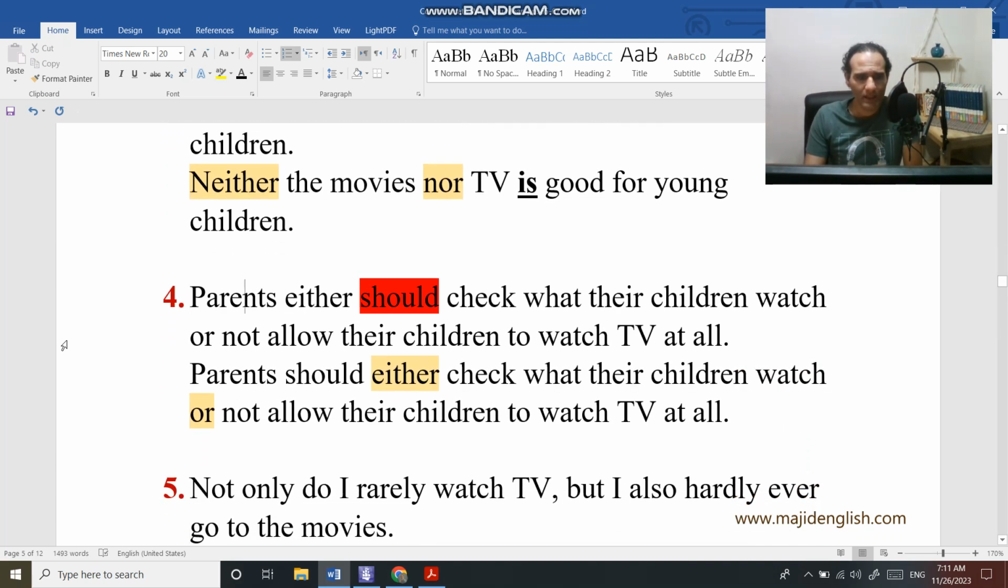Parents either should check whether children watch or not allow. So this should applies to check and applies to not allow. So it should go before either in order to apply to both of them. Parents should either check whether children watch. So you see, after either we have a verb phrase, check whether children watch. After or we have another verb phrase. So now they are parallel and correct, and should applies to both of them.